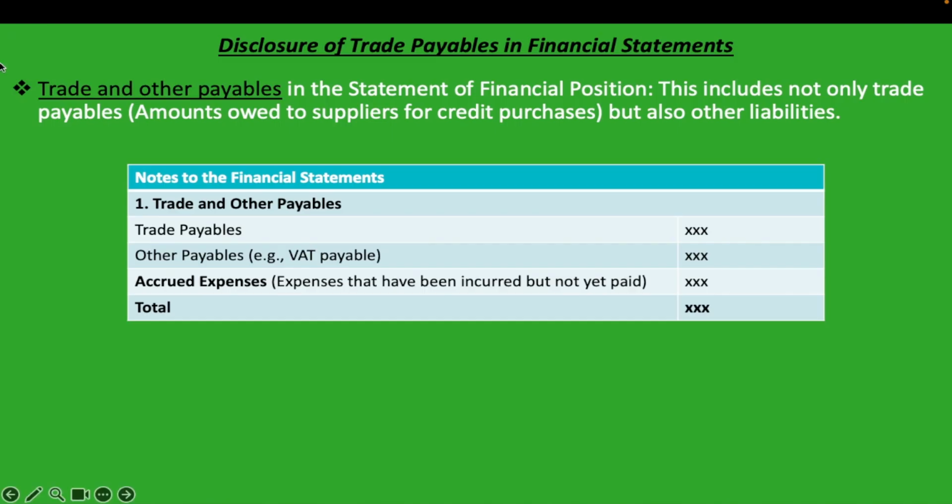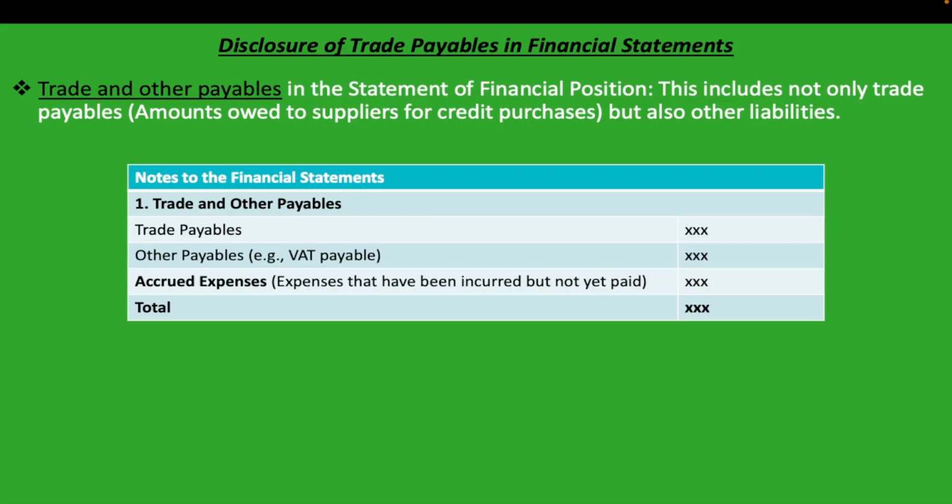And so you can see under trade and other payables for specific financial statements, the first one is trade payables, meaning whatever we owe our suppliers from whom we bought on credit. And it could also include other payables like VAT payable. So if we owe the revenue authority, or we have not filed our VAT return for a specific period and we owe them, then that would form part of other payables. All right, that's why it's written trade and other payables, not just trade payables.